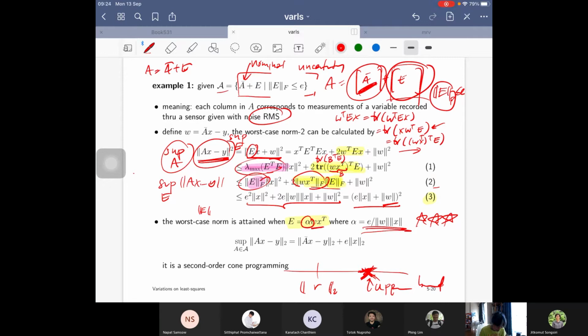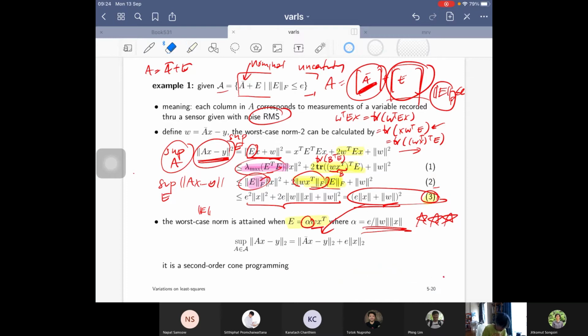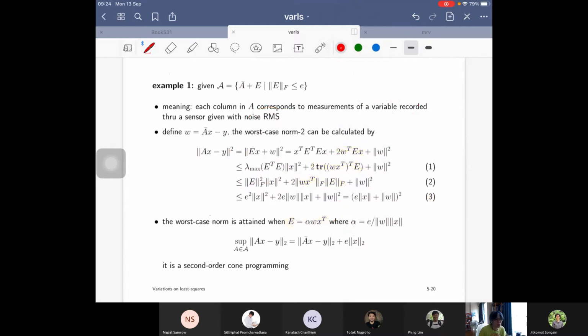So when the worst case norm is attained, now you can say that the supremum is given by the right hand side of equation 3, and then you just plug in the form, where you define W to be A bar X minus Y. So that is the norm of A bar X minus Y, the true norm here, plus e times the norm of X.